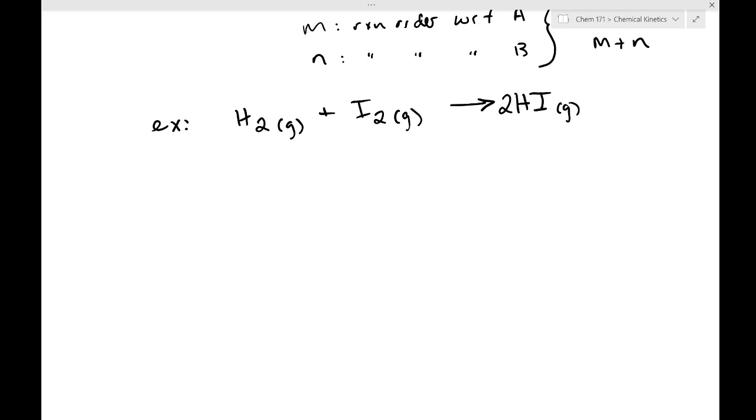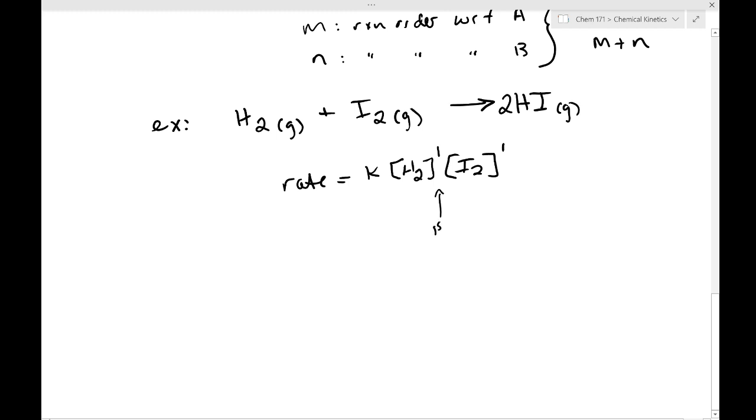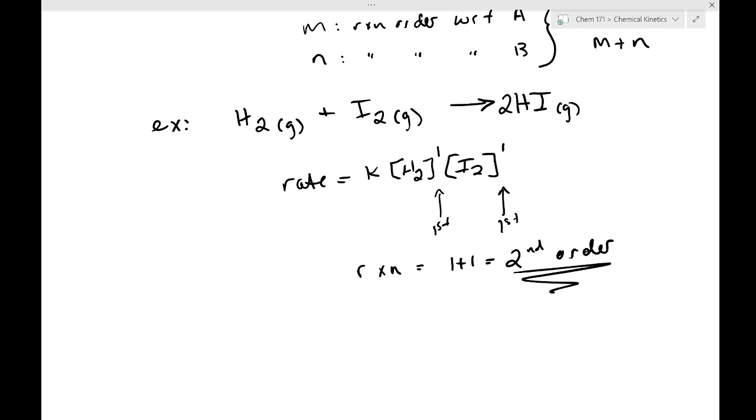After I do a bit of an experiment, I can find that the rate for this reaction is equal to k times the concentration of hydrogen raised to the first power, times the concentration of iodine raised to the first power. So in this case, m is equal to 1, n is equal to 1. Both of these are first order with respect to their individual components. But overall, the reaction is 1 plus 1, second order.